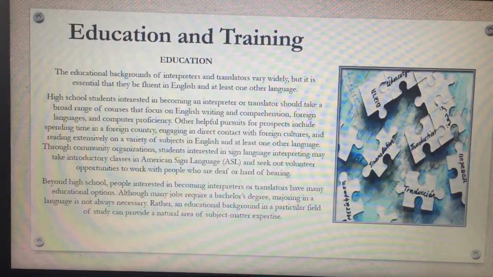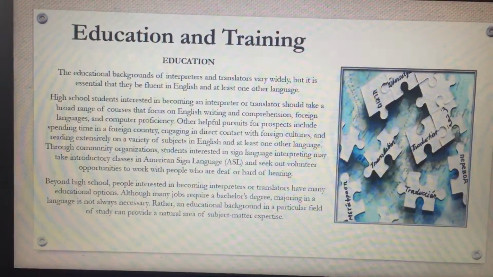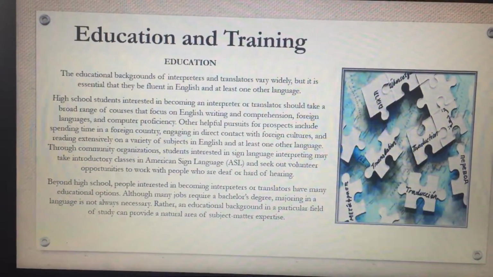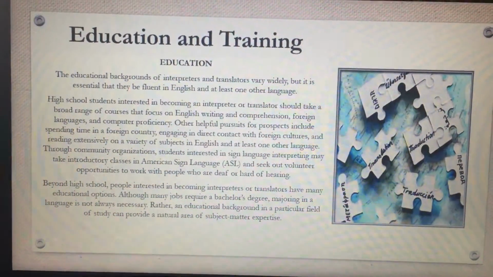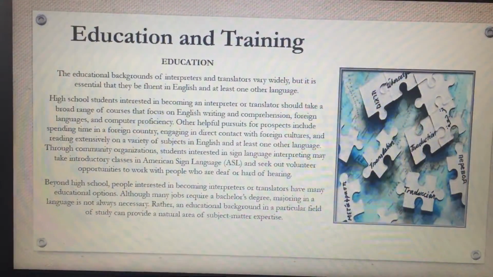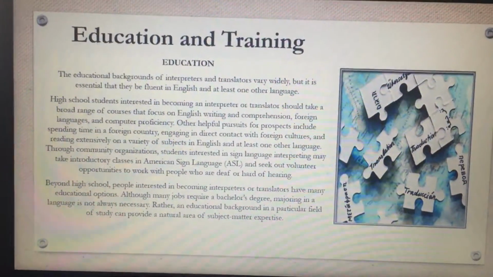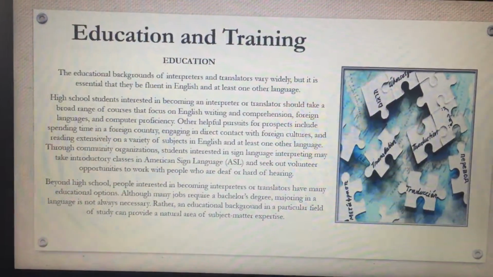Beyond high school, people interested in becoming interpreters or translators have many educational options. Although many jobs require a bachelor's degree, majoring in a language is not always necessary. Rather, an educational background in a particular field of study can provide a natural area of subject matter expertise.